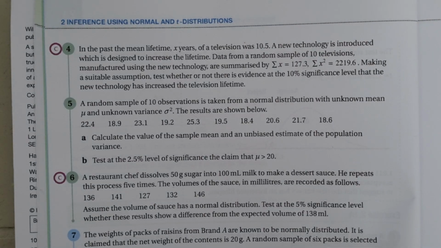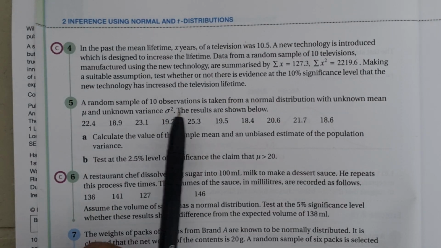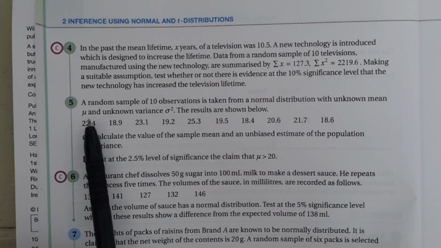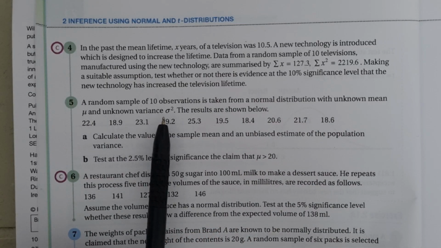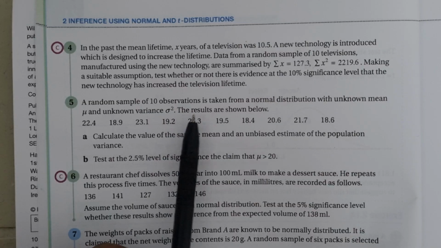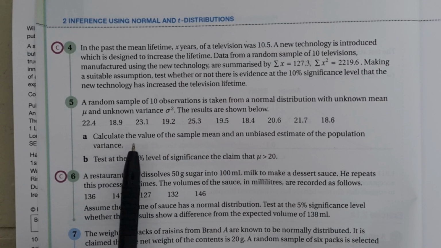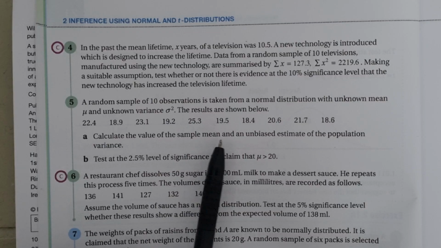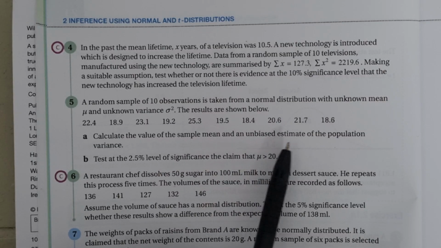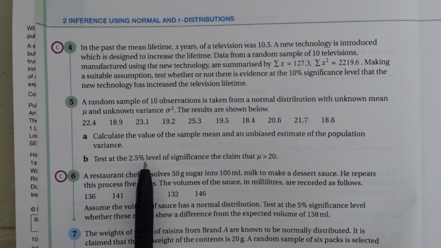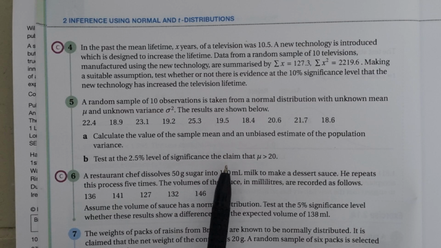Hi, a random sample of 10 observations is taken from a normal distribution with a known mean, mu, and a known variance, sigma squared. The results are shown below. Calculate the value of the sample mean and an unbiased estimate of the population variance. The second part: test at 2.5% level of significance the claim that mu is greater than 20.